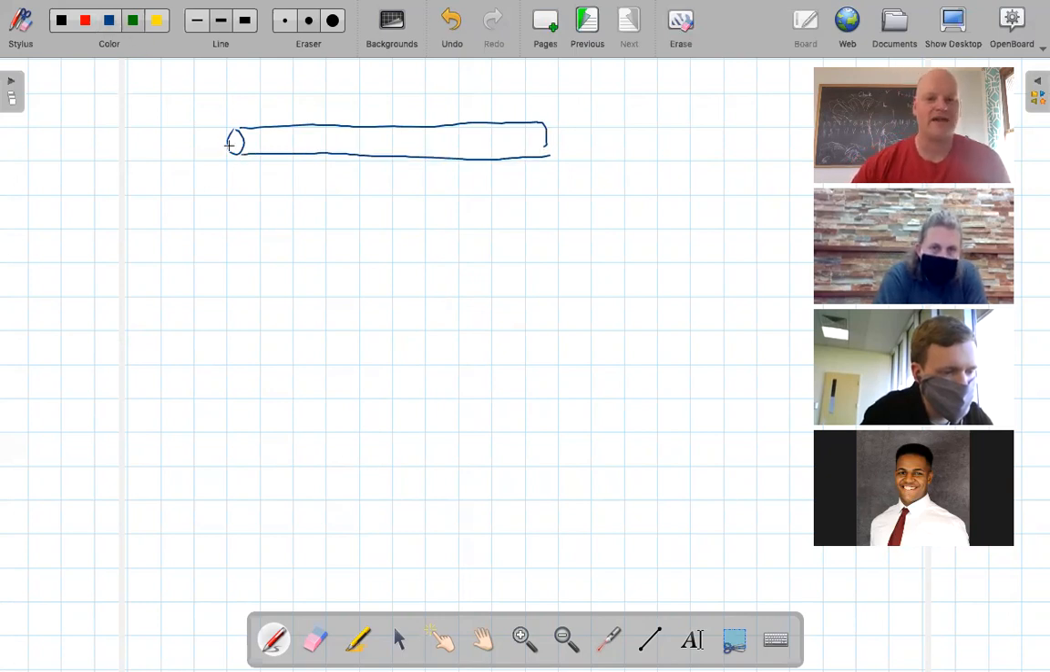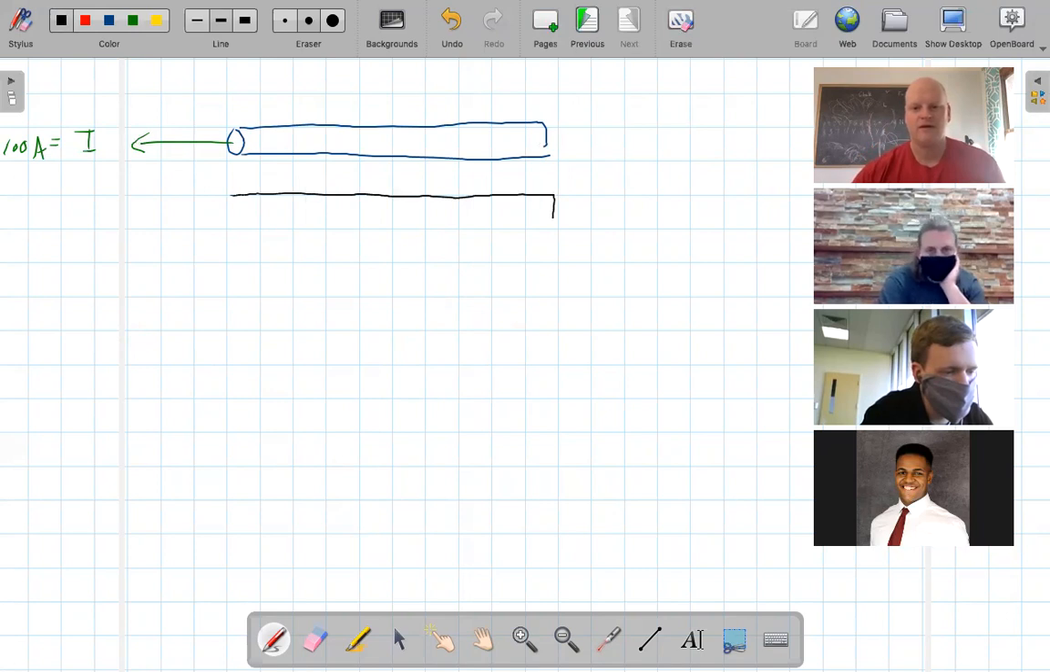So here we know this thing has a current running through it in this direction, I, which is equal to 100 amps. Okay. Then down here, we have our conducting rods that's connected over here. And then we have our rod moving across here. So here is our rod, which then is moving to the left with a velocity v equal to 5 meters per second.